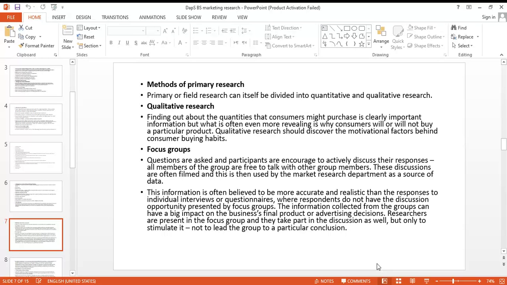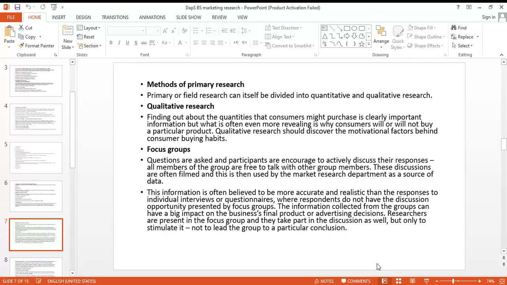Let's first talk about quantitative research, though I'll talk about qualitative later. Quantitative. What is quantitative research? In quantitative research, we find out about quantities that consumers prefer, that consumers may be willing to purchase. In qualitative research, what are the factors, the motivational factors which motivate a person towards a product? What is it about the product? Why? So in quantitative we concentrate more on what and how much, and in qualitative we concentrate more on why a person purchases a particular product. So in order to get this information, we have various tools of finding the information.